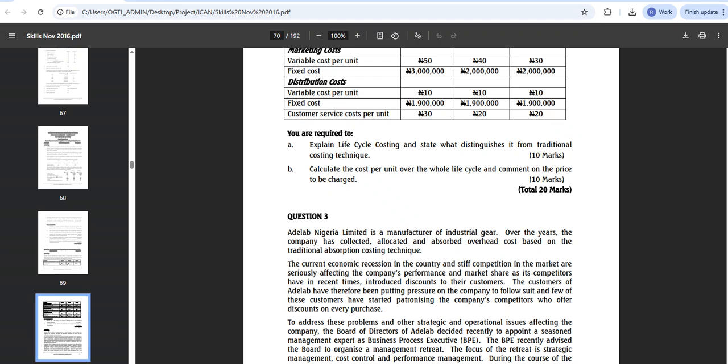Now calculate the cost. Please, are we good with question 1A? Question 2A. Are we good? Can we go for the second question? Can we go for the second question?